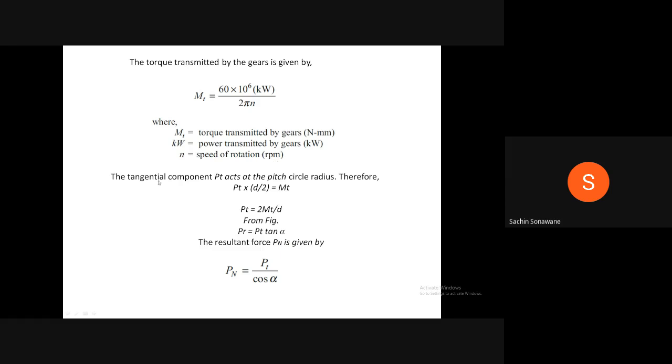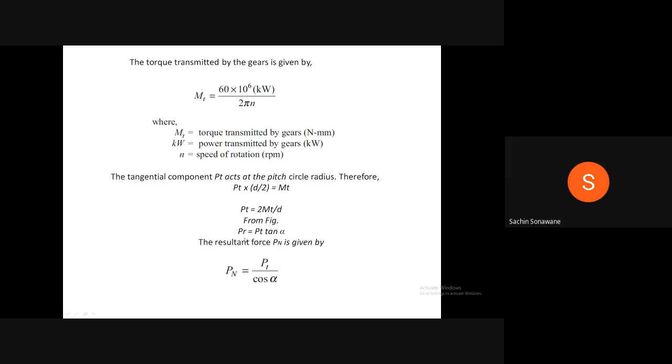Now, the tangential component acts at the pitch circle radius. Therefore, Pt into d by 2. D by 2 means small r. Please try to understand: d by 2 means radius, so Pt into d by 2 is equal to Mt. Therefore, Pt is equal to 2Mt divided by d.